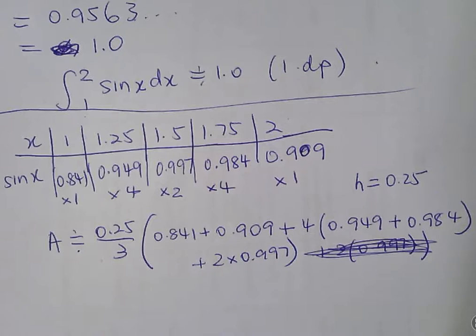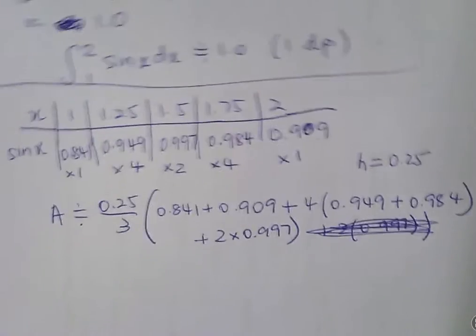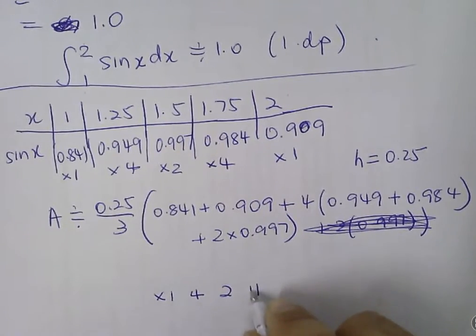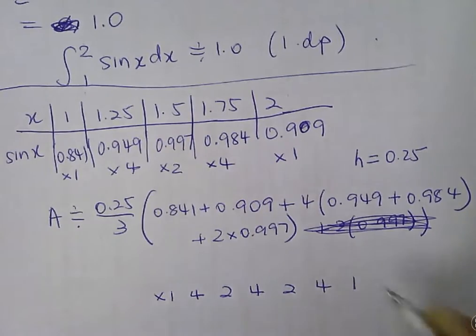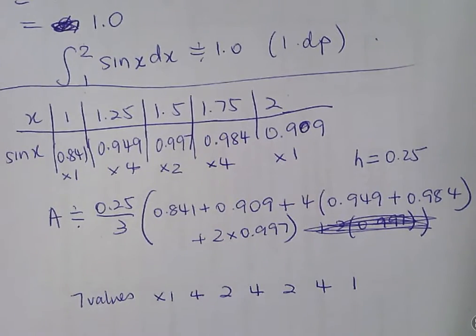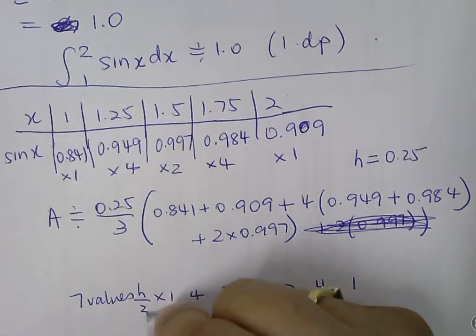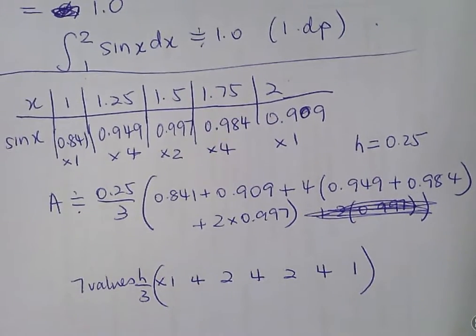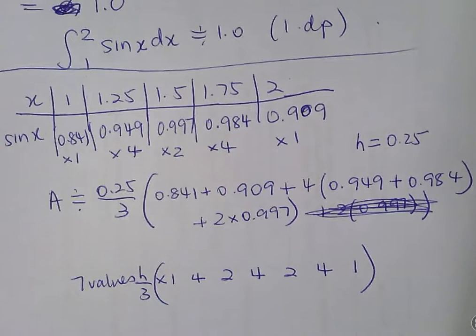You know what you do. You probably don't even, I suppose you should write it out. But see, you write your multiplier pattern under the table. I'll just write down the 7 value one. It's 1, 4, 2, 4, 2, 4, 1. That's 7 values. It's always h on 3, and then, do you get it? So in the middle, the multiplier pattern's only ever 1, 4, 2, 4, etc. That's 2.8.